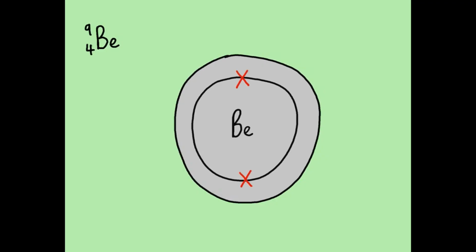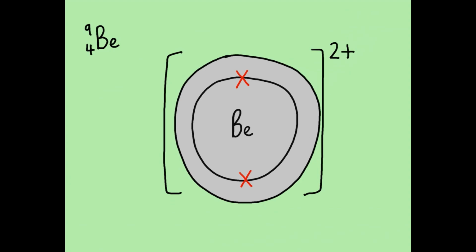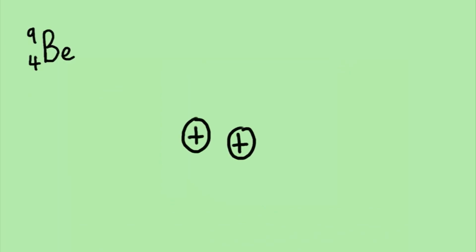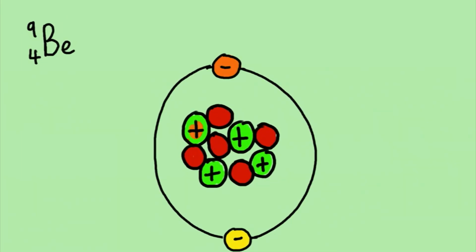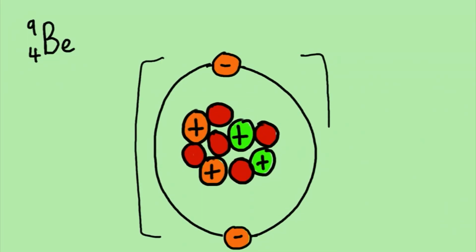Let us now look at beryllium in group 2. When beryllium reacts, it loses the 2 electrons in its outer shell, and so gains a charge of 2+. This is because there are 2 protons in the nucleus that do not have electrons to cancel their charge out, so the overall charge is 2+.